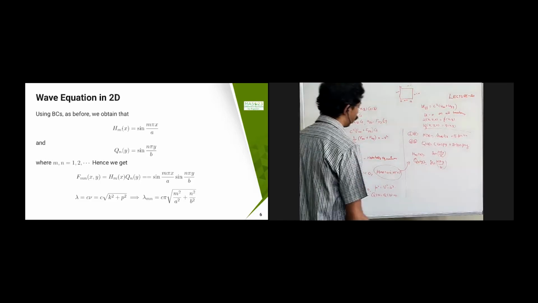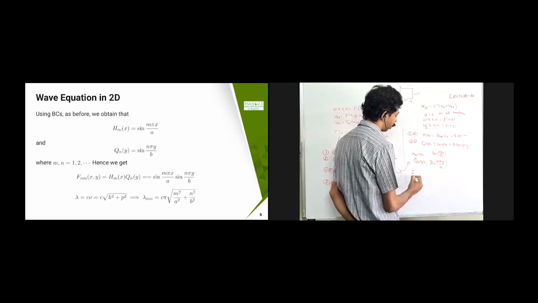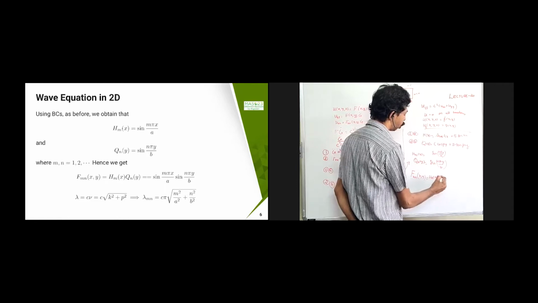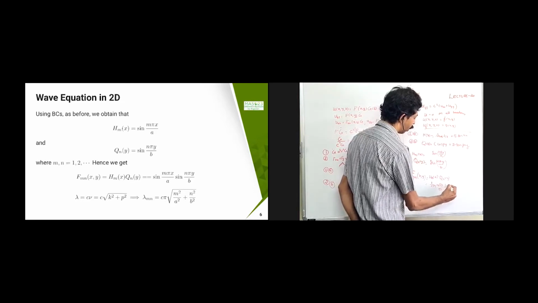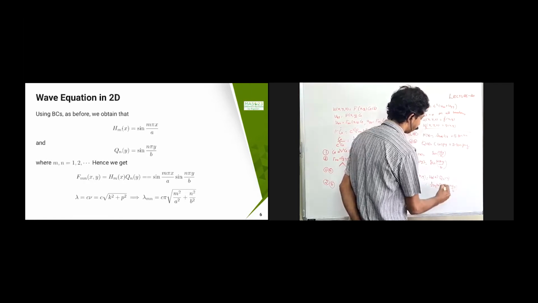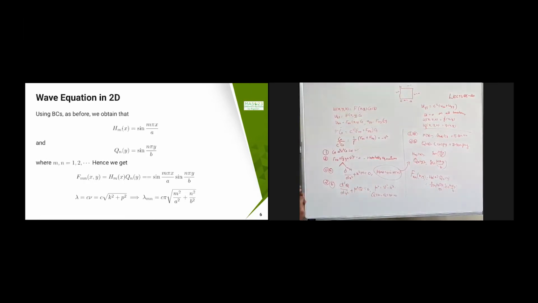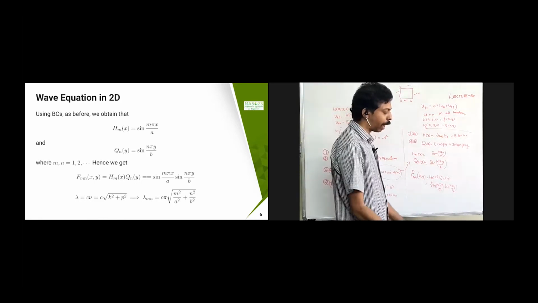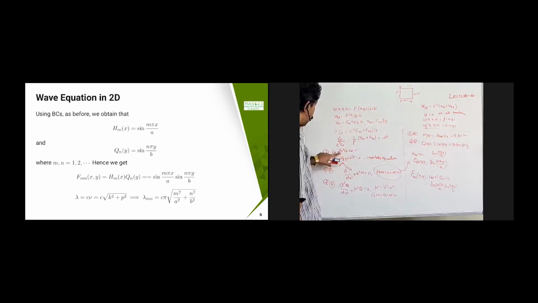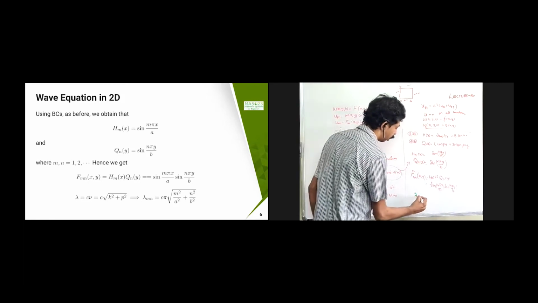So in this case, you are having two indices. Therefore, fmn of x comma y is going to come, which is nothing but hm of x into q1 of y. That is going to become sin m pi x by a sin n pi y by b. Therefore, this is your fmn of x comma y. Now, what I'm going to do is find my lambda. The lambda is nothing but we have this one, I'm going to call it lambda. So lambda equal to c nu.